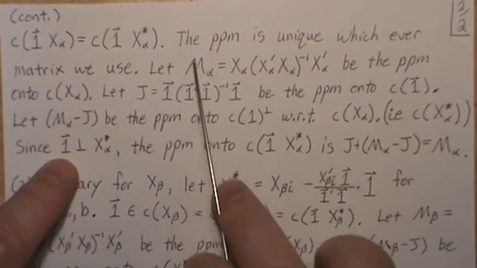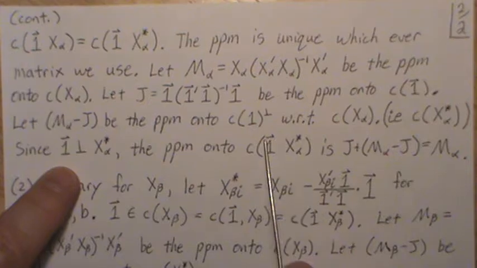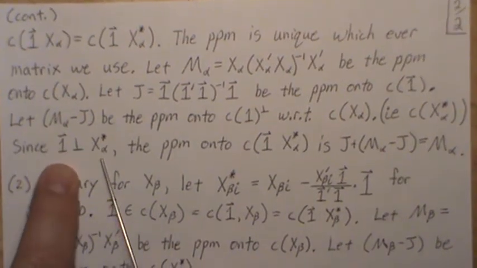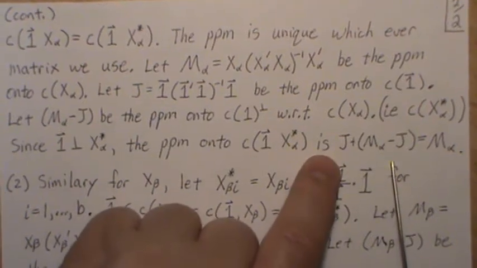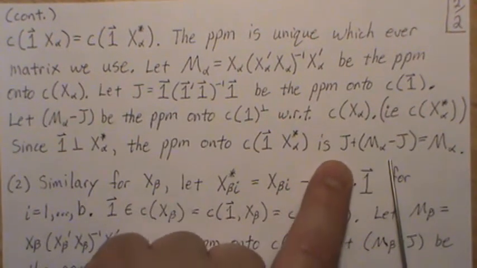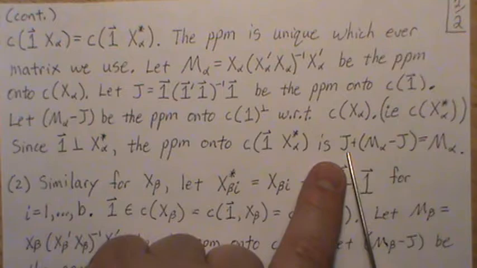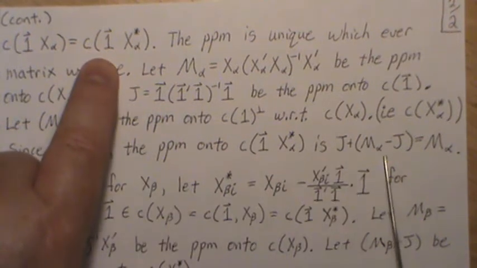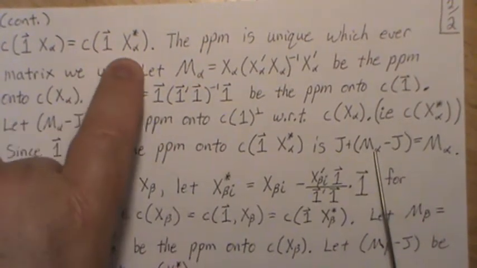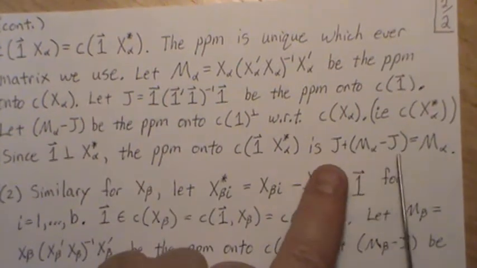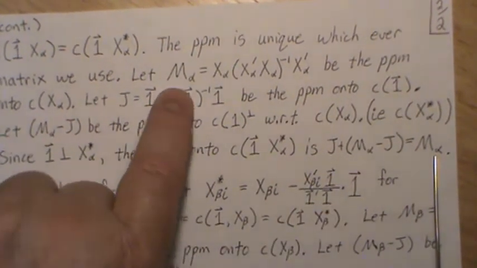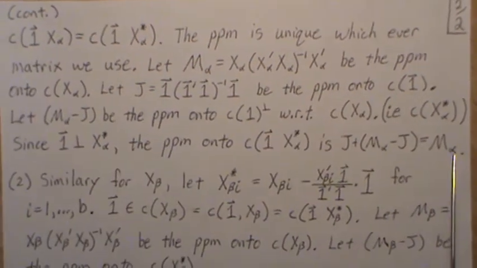So since they're orthogonal, the perpendicular projection matrix onto this is actually the addition of those two perpendicular projection matrices. This is onto 1. This lives in X alpha star, but it's orthogonal to 1. That's what this is. But when you add those, you just get M alpha. Well, that's what we were saying.